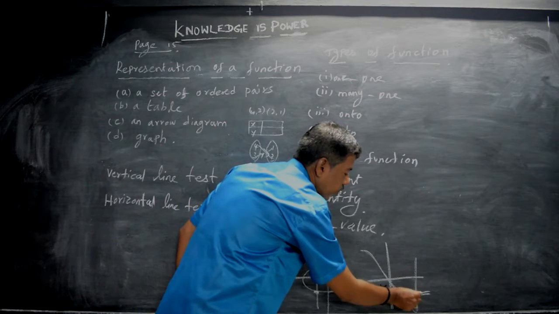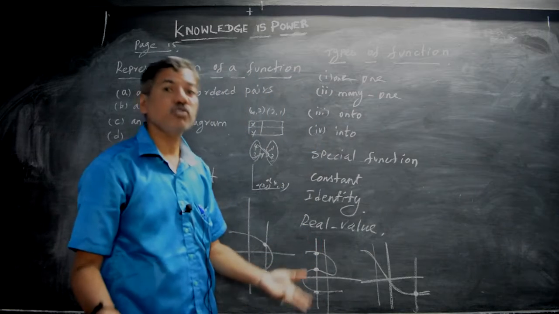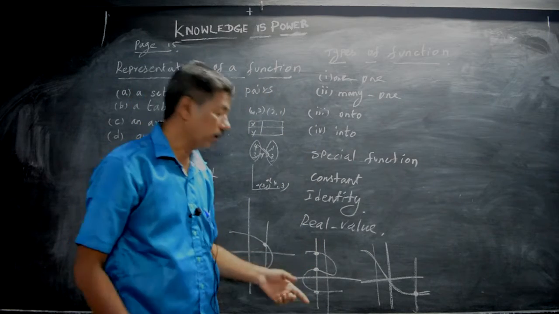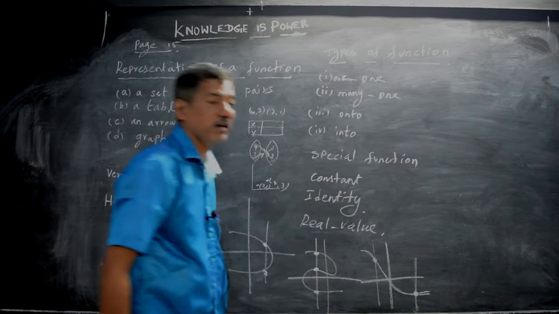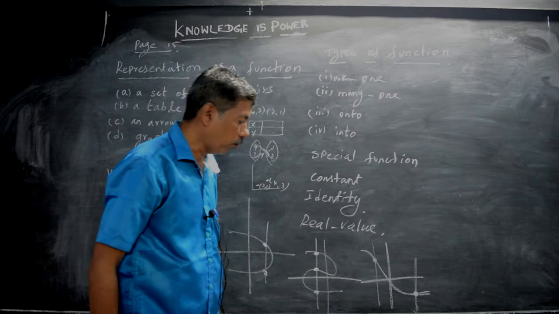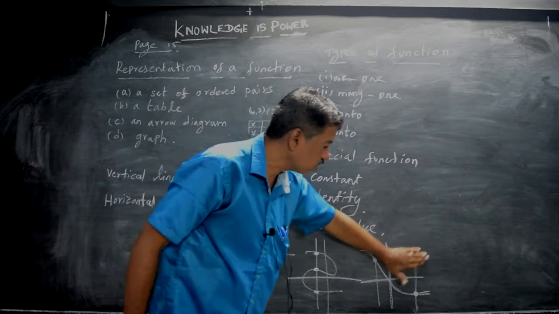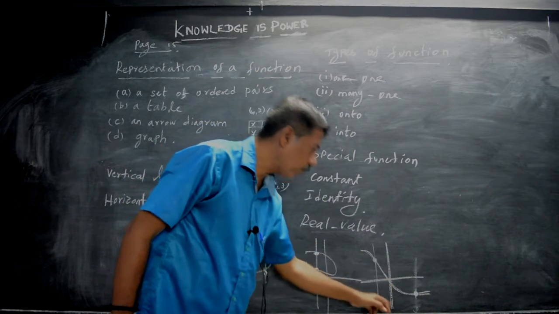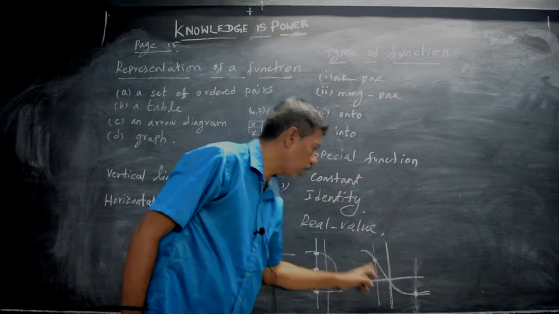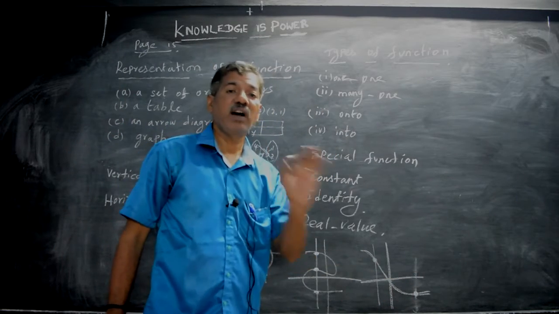Suppose here I am putting the vertical line. Okay, it is also what? Function. Because it touches only 1 point. It never touches any other point. Instead of this, I put a line here, or on the line itself, at whichever place I put it, it touches only once. That is called a function.